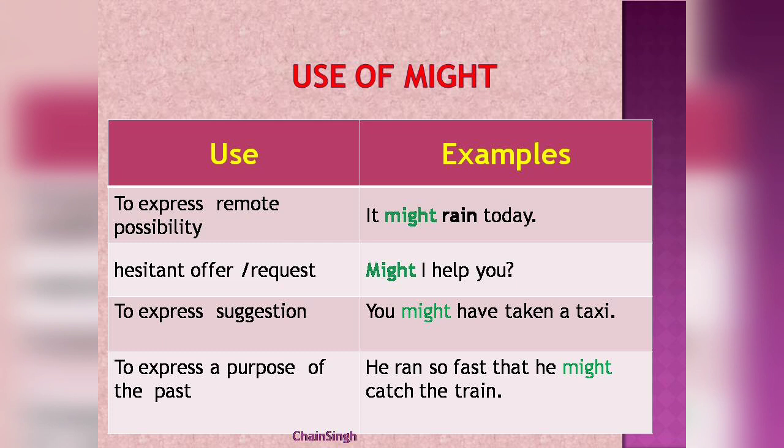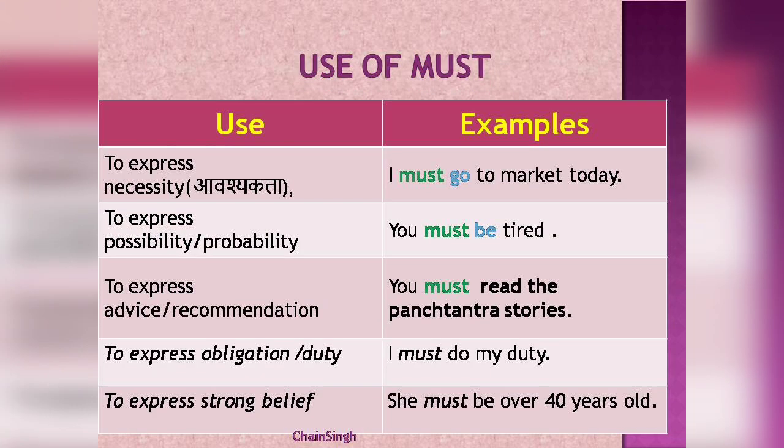Now we will go to the use of must. Rule number 1, to express necessity. Example, I must go to market today. Second, to express possibility or probability. Example, you must be tired. Rule number 3, to express advice or recommendation. Example, you must read the Panchtantra stories.